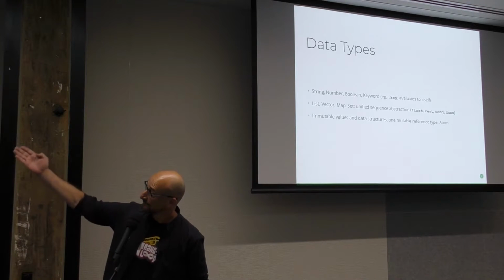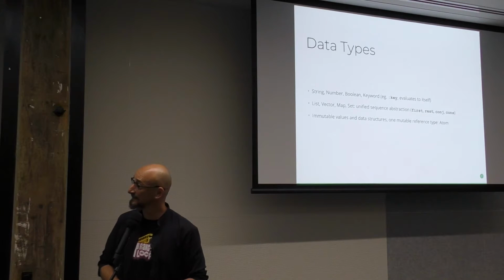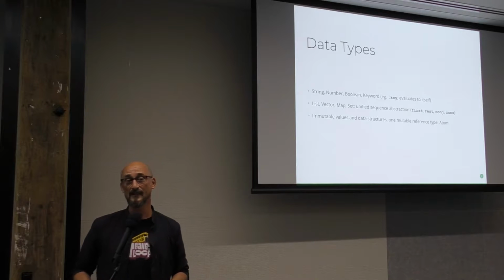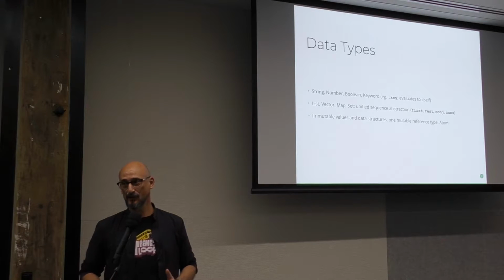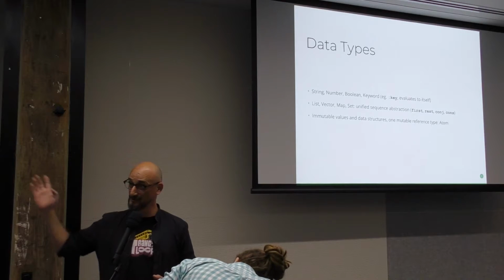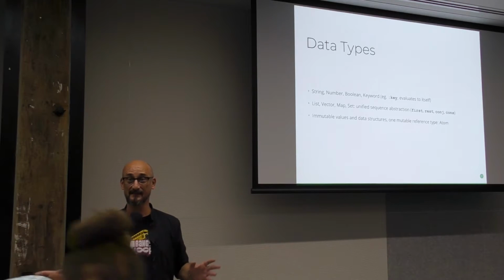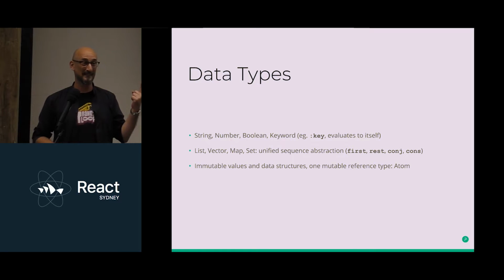So that's about data types. The one thing you need to know is that in Clojure, everything is immutable, but one type, which is called an atom. The rest, if you say something is one, it is one forever.